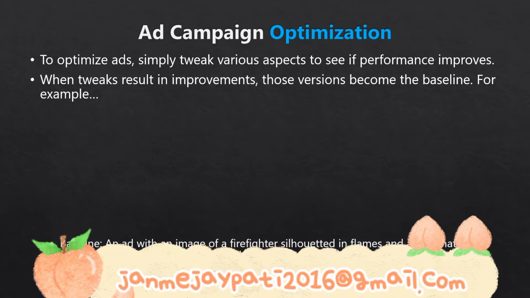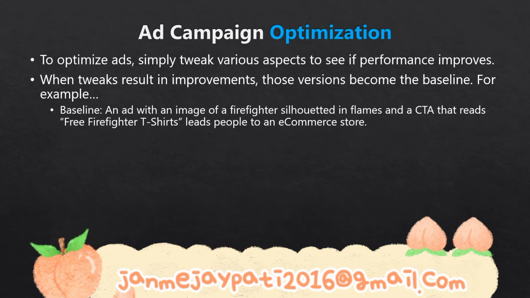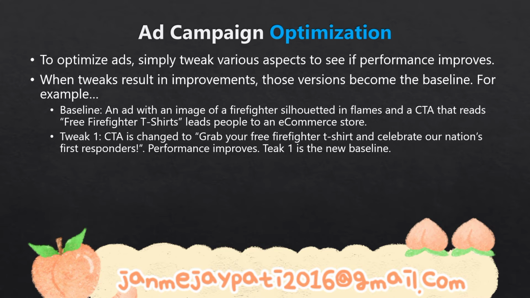For example, let's say you've got an ad campaign for firefighter-themed t-shirt sales, designed to direct traffic to your e-commerce store. You've got an image in your tweet of a firefighter silhouetted in front of some scary flames and a textual CTA saying, "Free firefighter t-shirts." The ad is performing worse than you had hoped. For your first attempt at optimization, you might change the call to action and make it a little more wordy. For example, "Grab your free firefighter t-shirt and celebrate our nation's first responders." After implementing that tweak, you notice that your click-through rates increase, and your cost per click goes down a little.